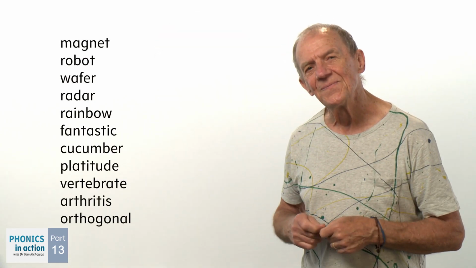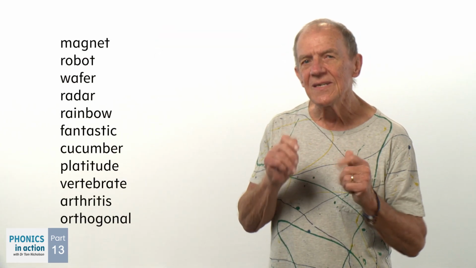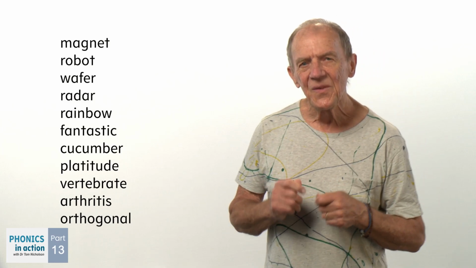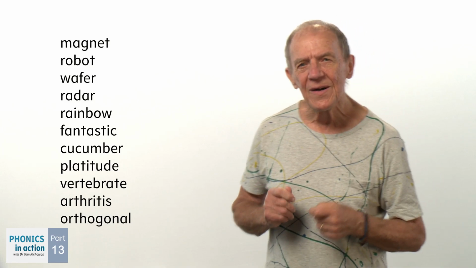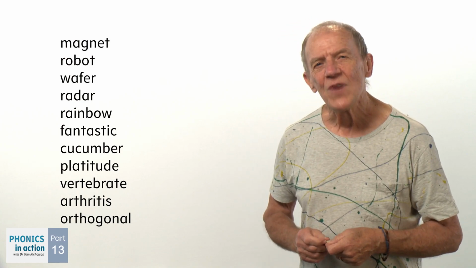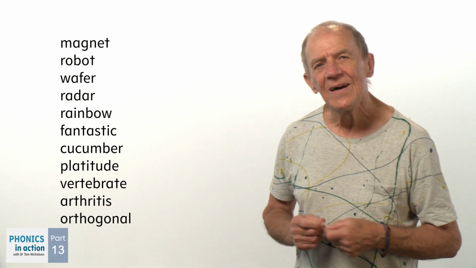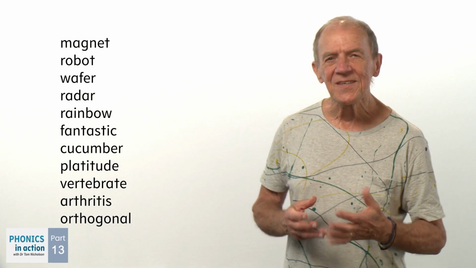So, do you want to try a self-check to test your understanding of syllables? How many syllables do these words have? Now look at this list and pause the video and write down the number of syllables in these words. Magnet, robot, wafer, radar, rainbow, fantastic, cucumber, platitude, vertebrate, arthritis, orthogonal.